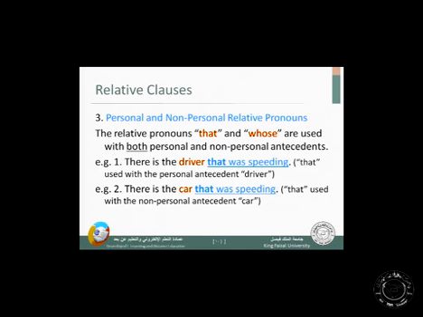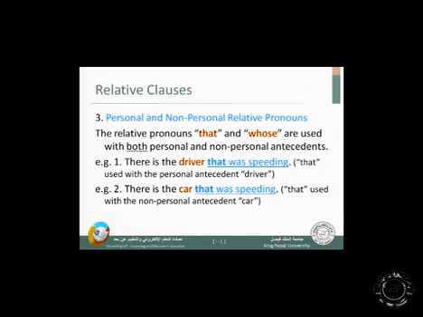The third distinction is personal and non-personal relative pronouns. Here we can use these with both personal and non-personal antecedents. These are that and whose. So the relative pronoun that and the relative pronoun whose can be used with both personal and non-personal antecedents.